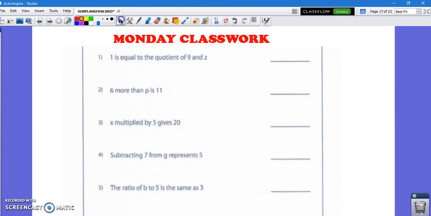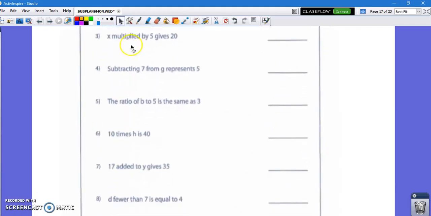Here we go. I'm now on number 5. The ratio of B to 5 is the same as 3. Is the same as. Guess what that means? Yes, it means equal. What comes after the equal? 3. The ratio of B to 5. Ratio means what? Division. The ratio of B to 5. Or you could have written it as the ratio of B to 5 equals 3.